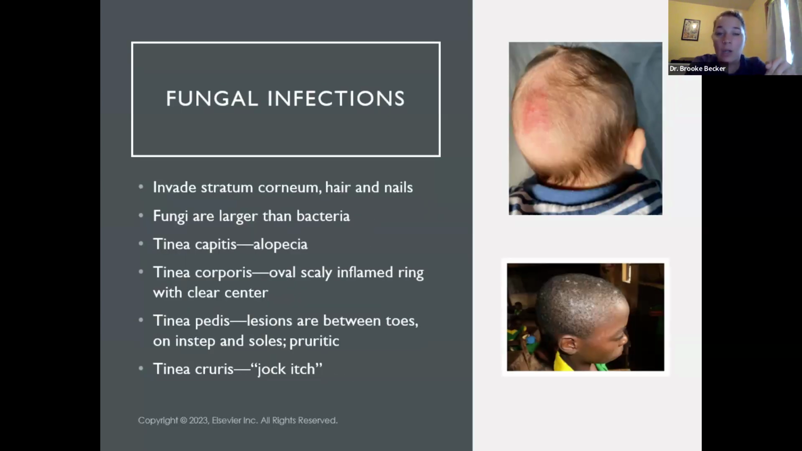So for treatment of fungal infections, antifungals. A lot of times it's topical, but there are oral antifungals that some kids have to take if it's significant. Okay.